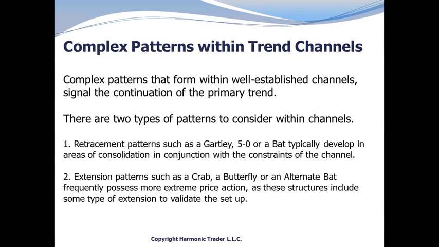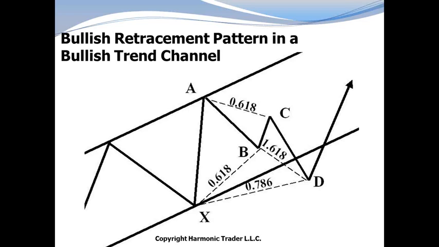Complex patterns within trend channels. Complex patterns that form within well-established channels again signal a continuation of the primary trend. In this case, again, there are 2 types of patterns to consider within channels. Retracement channel patterns such as a Gartley, 5-0, or a BAT typically develop in areas of consolidation in conjunction with the constraints of the channel. Extension patterns such as a crab, a butterfly, or an alternate bat frequently possess more extreme price action, as these structures include some type of extension to validate the setup.